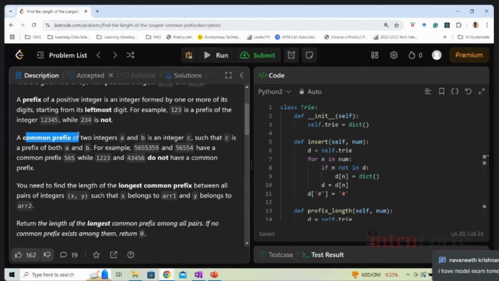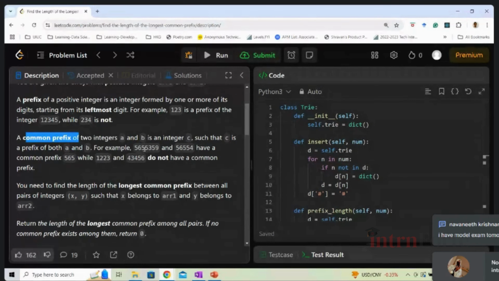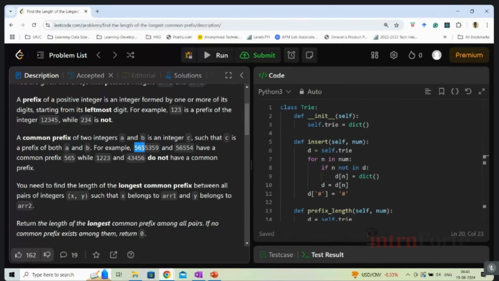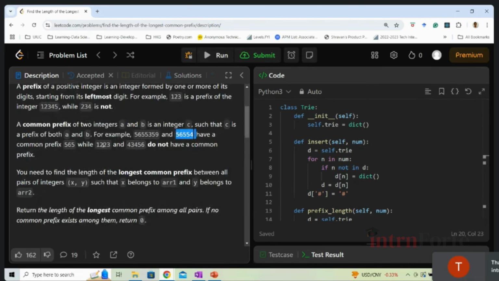Then they're defining a common prefix of two integers as something that is common to both the integers. For example, these two integers have 565 as a common prefix. So if we see here, 565 appears at the beginning of this number, and it also appears at the beginning of this number. But is that the longest common prefix? No. There is 5655, which is common, and 5655 again, which is common. So that is the longest common prefix between these two integers, right? And they've also given an example where they don't have a common prefix.